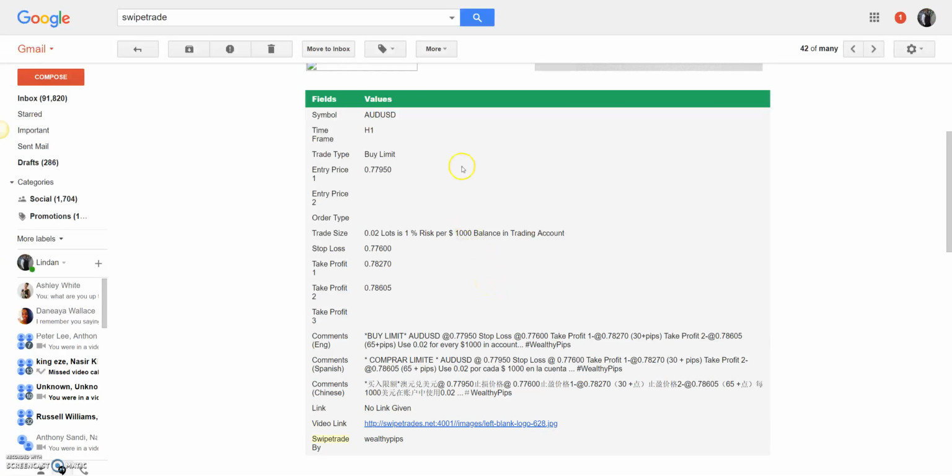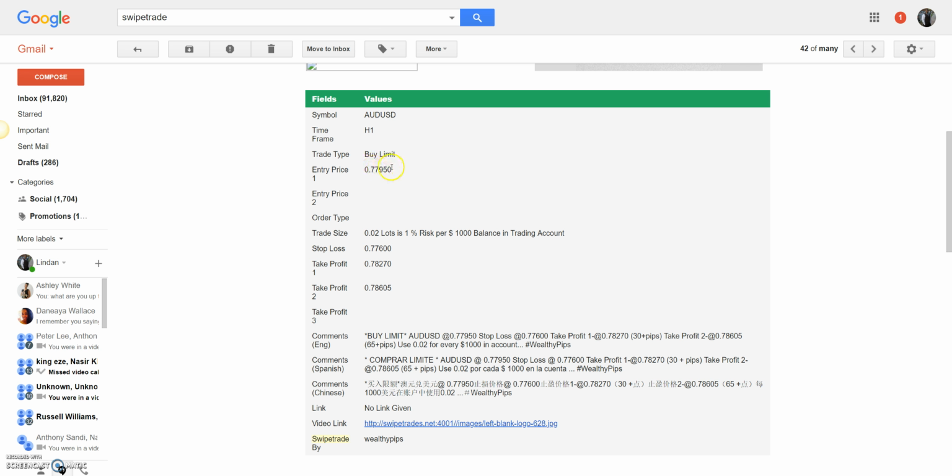So when a swipe trade comes out, you're going to put in the entry point exactly the way it's listed. You're going to put in the stop loss exactly the way it's listed. But here is how you're going to come up with your take profit. You're going to completely ignore their take profits. You're not going to take their take profit. You're going to create your own take profit. And here is how you're going to do it. Here is the shortcut, so you don't even have to learn how to count pips. Here's the shortcut to getting a 10 pip take profit.